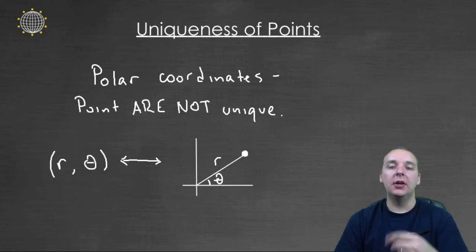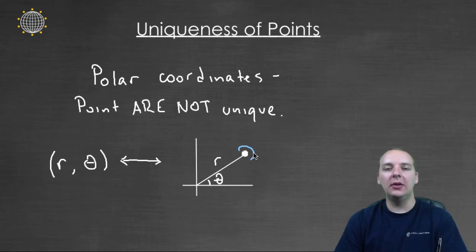Now, on the other hand, polar coordinates are not unique, and this is strange. This takes some getting used to. To get right here, to get at that location in polar coordinates, there's 1,000 different ways to get right here. Let me show you what I'm talking about.